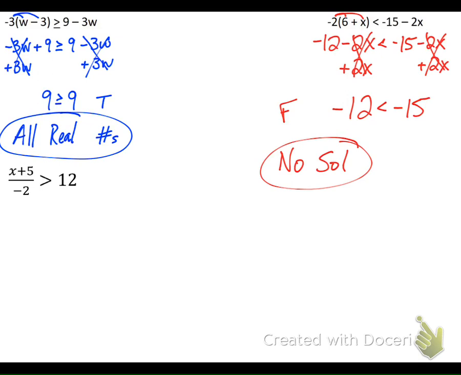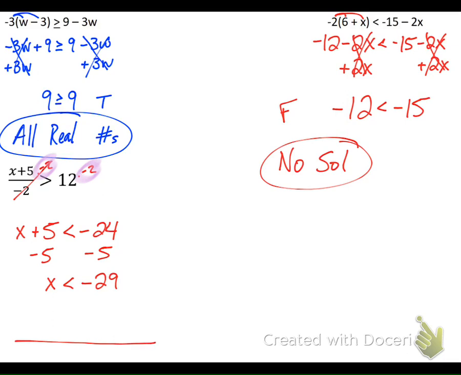Then the last one before we get to the word problems, again, I'm solving this inequality. The first thing that I would do is get rid of my fraction, so I'm going to multiply both sides by negative 2. When I do that, on the left-hand side I have x plus 5. Because I multiplied both sides by a negative number, I have to flip my sign. This one is a little different because I am changing my sign in the middle of the problem. So I get negative 24 on the other side. And then my last step is to subtract the 5 to the other side. So I get x, negative 29 on the other side.